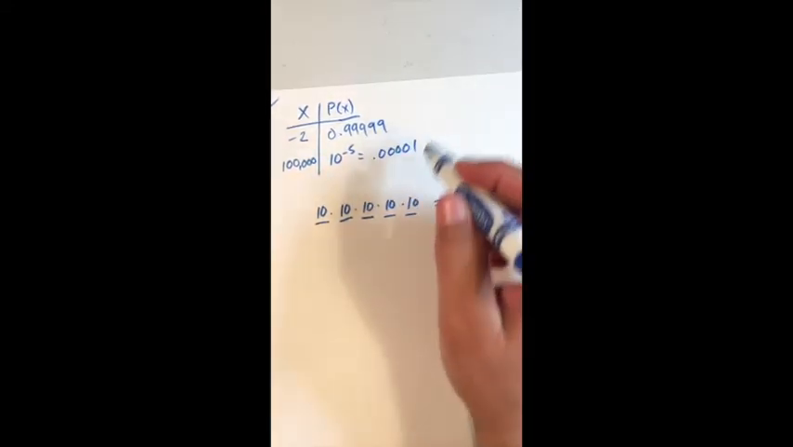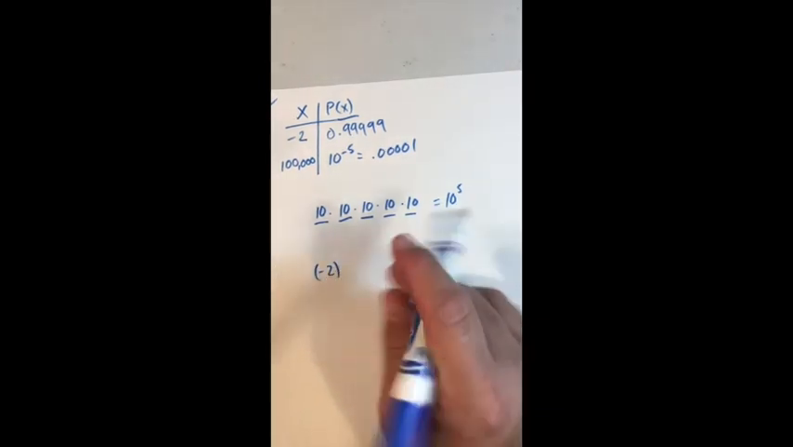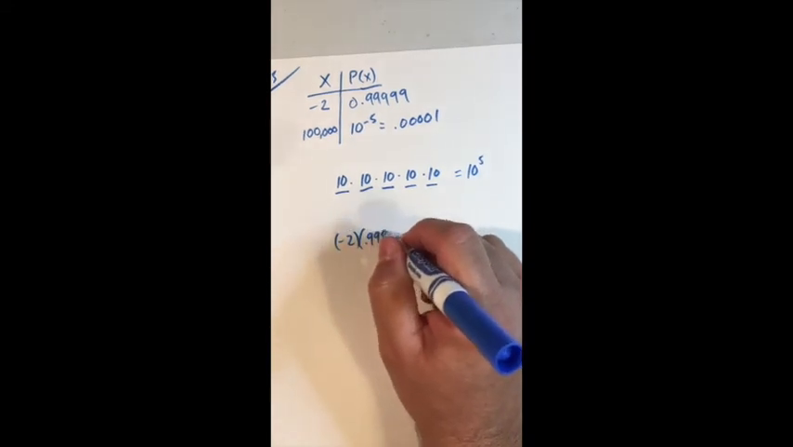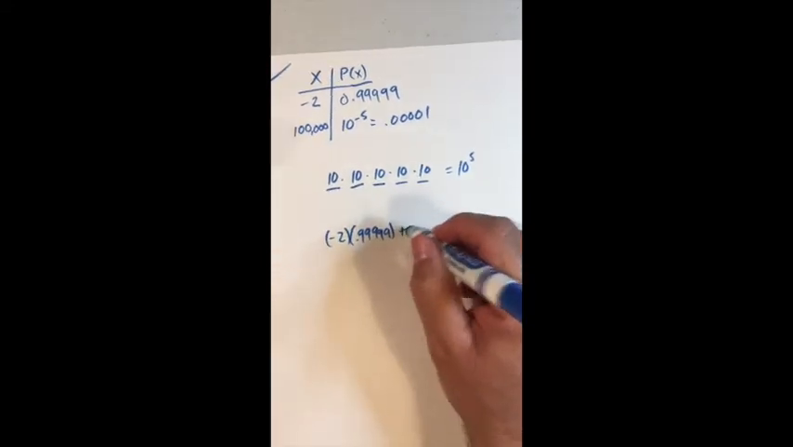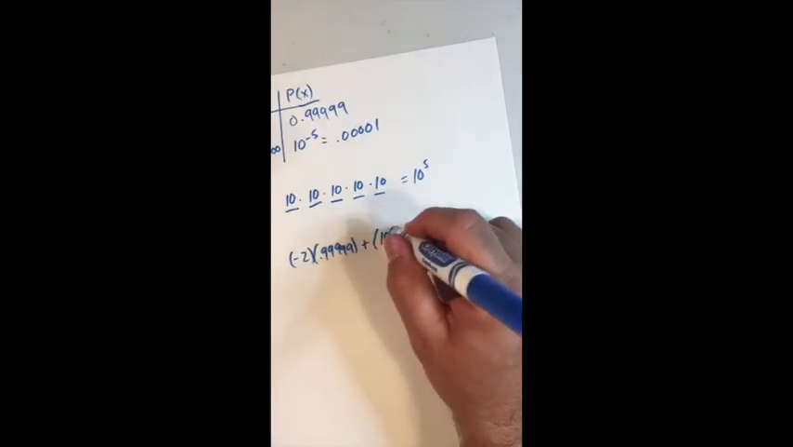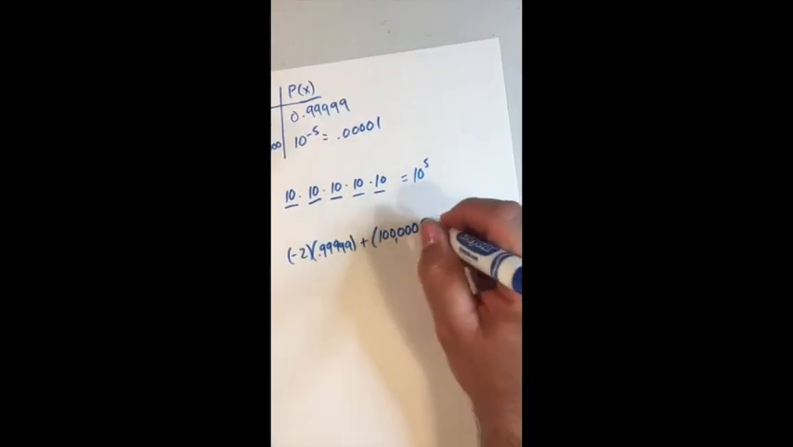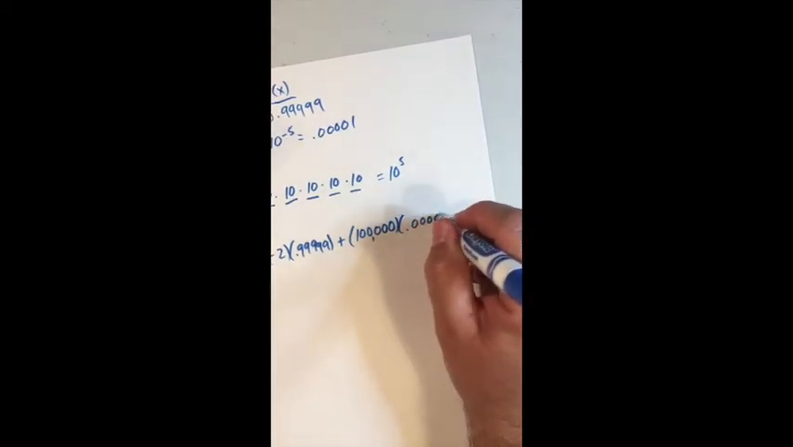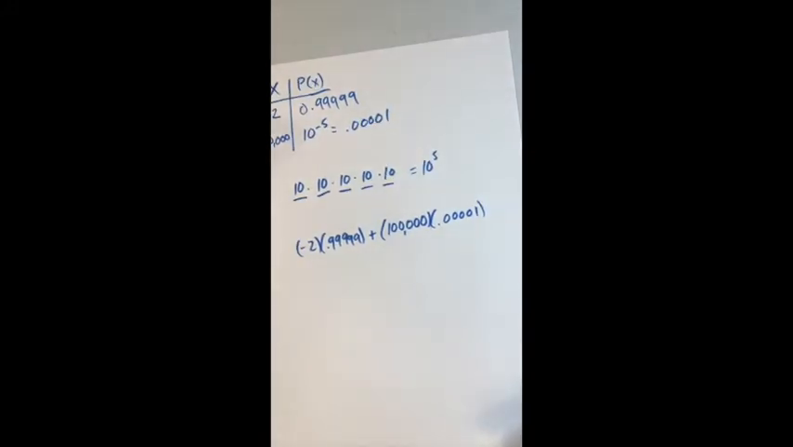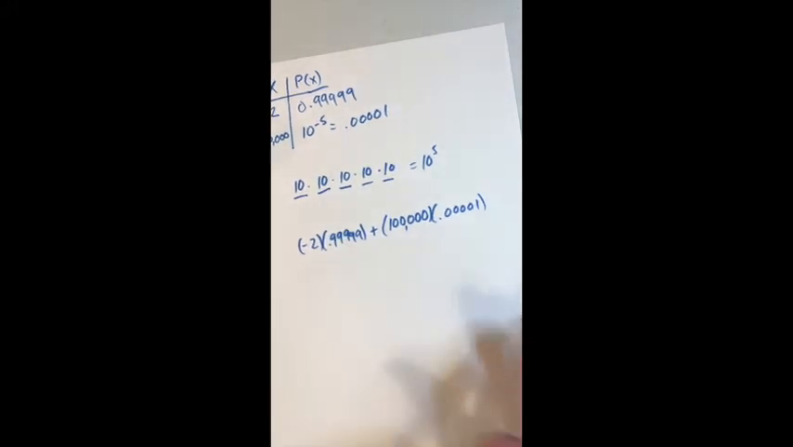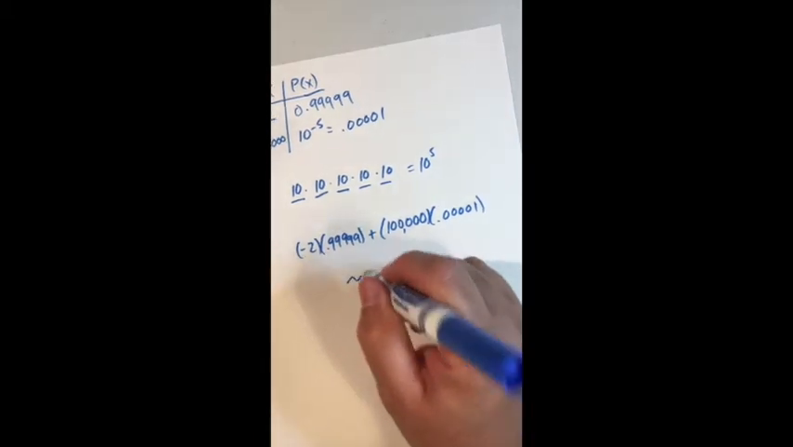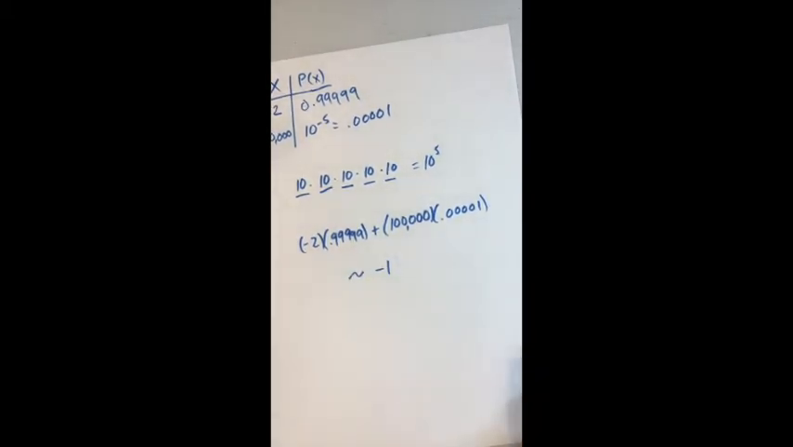So now to find the mean, we need to multiply. So we'll do -2. I'm not going to try to write it up there because it's getting a little crowded. -2 times 0.99999 plus, and then what we win is $100,000, but the probability of that is much lower. Okay, 0.00001. So we need to get our calculator out, and I seem to be missing mine, and we need to calculate this. But if memory serves correctly, we get pretty close to -1 as our mean.